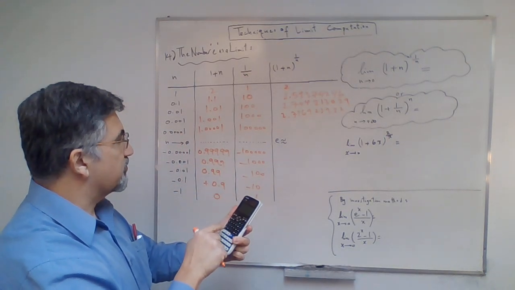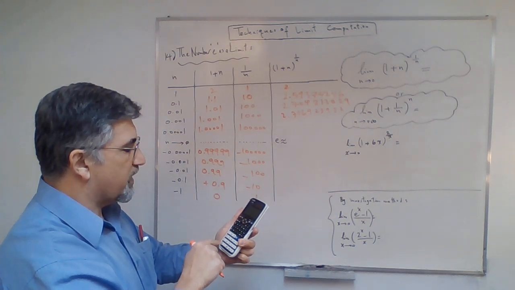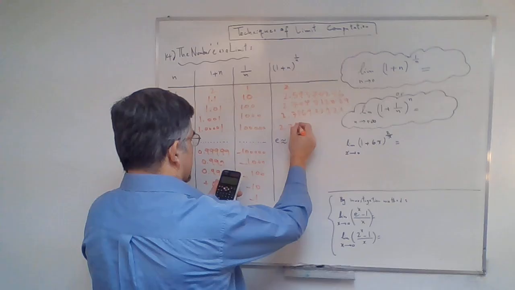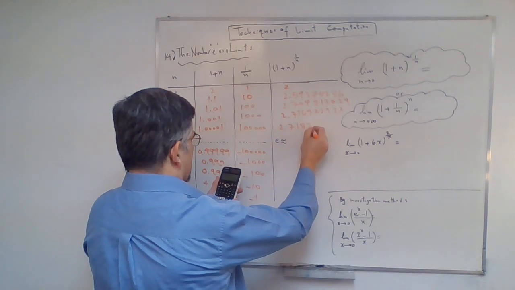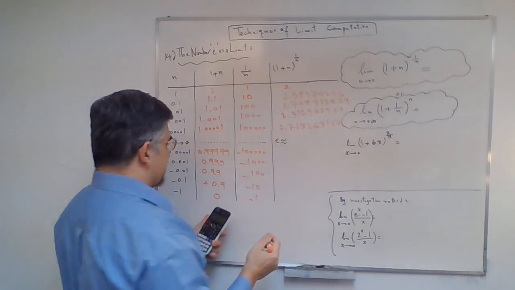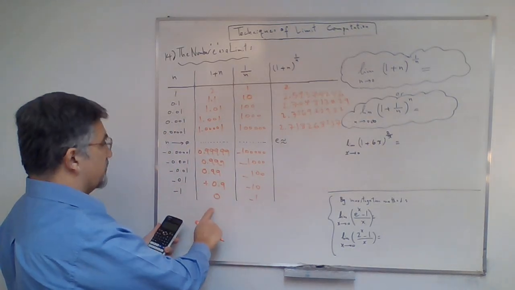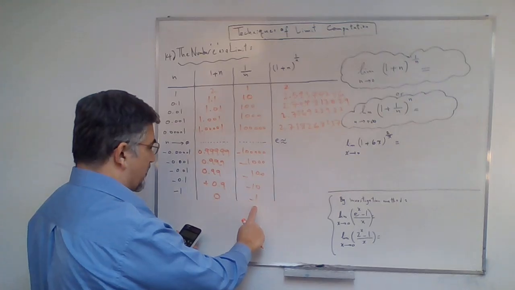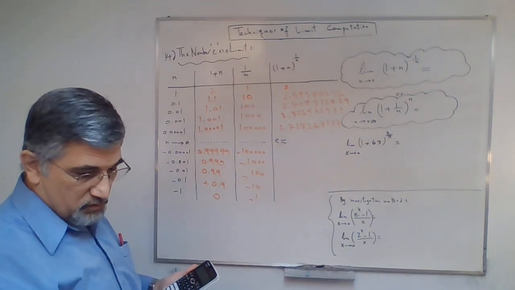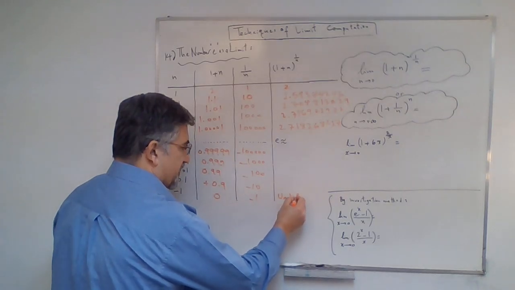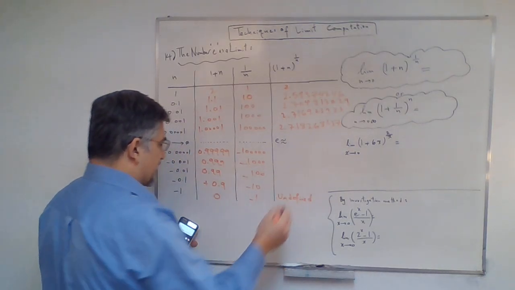1.00001 raised to the exponent of 100,000. So that gives me 2.7182682237. And I go down, we have 0 to the exponent of negative 1. 0 to the exponent of negative 1 is clearly undefined, so we can't find a value for that.